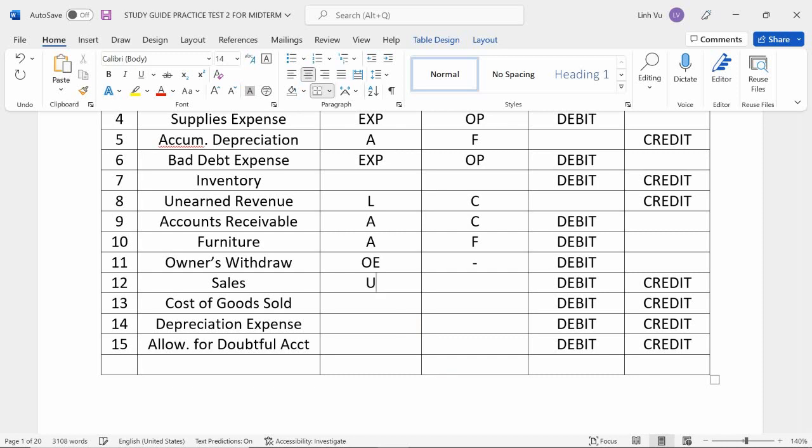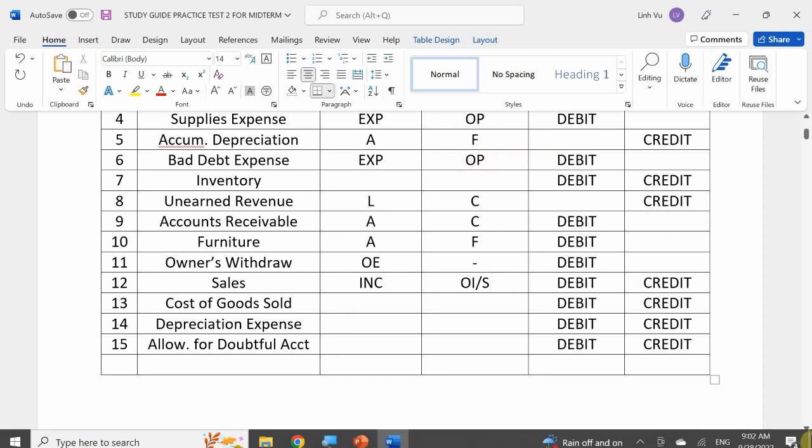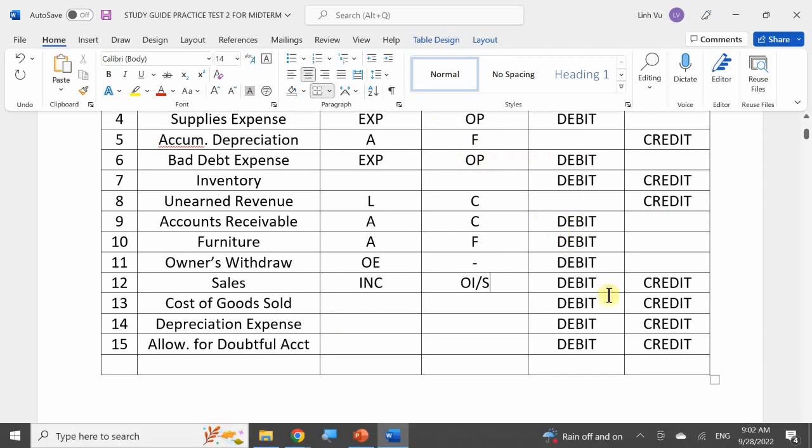Okay, what about sales? It is income. Now, what kind of income? Operating income, or if you have sales, then you can use sales. Now, what kind of balance would sales have? Debit. How do you increase revenues? Credit. You would use a credit, right? When we always journalize our sales, sales is always on the credit side.